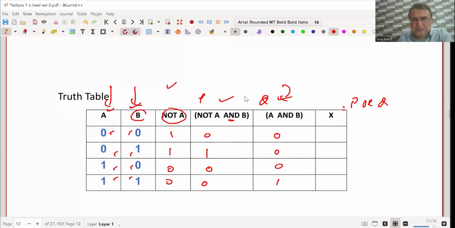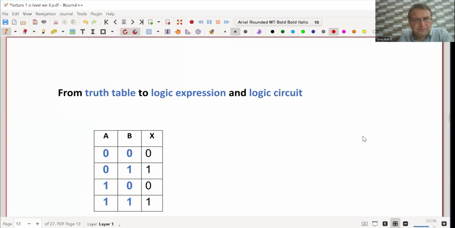And then X is P OR Q. I mean, you have to OR these two columns. Fine. P OR Q, this is X. So 0 OR with 0 is 0, 1 OR with 0 is 1, 0 OR with 0 is 0, and 0 OR with 1 is 1. And that's it. Fine. Move to the next example.